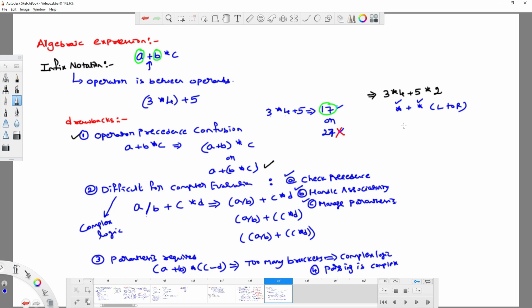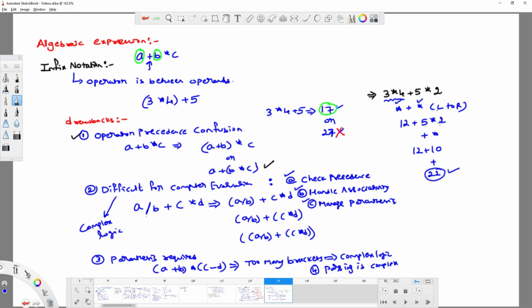Okay, left to right. First it will do the expression 3 * 4, which is 12, plus 5 * 2. The computer will perform only one operation at a time. Now again it will check for operators, star and plus and star. Which one has the highest precedence? Star, so it will complete that: 12 + 10. Again we have one operator, plus, so it will perform it. The answer will be 22.